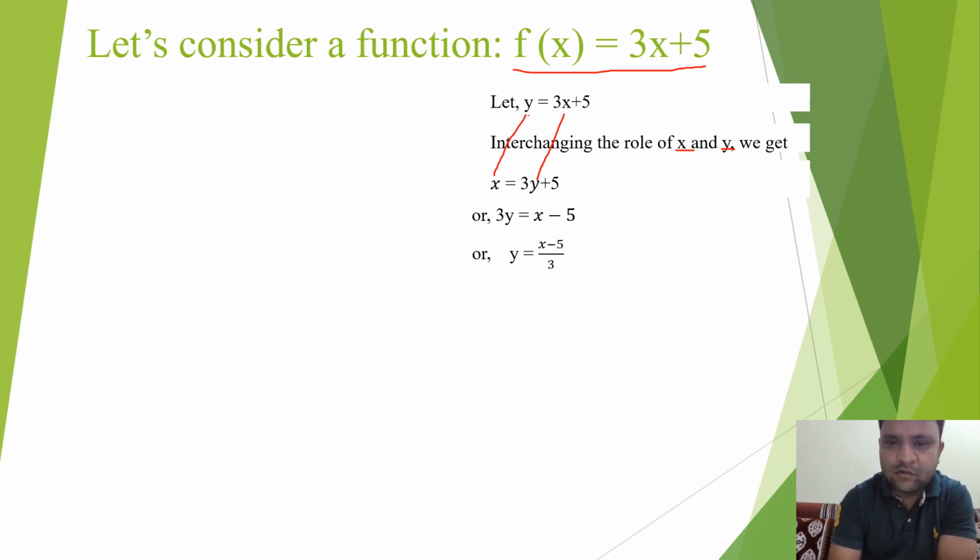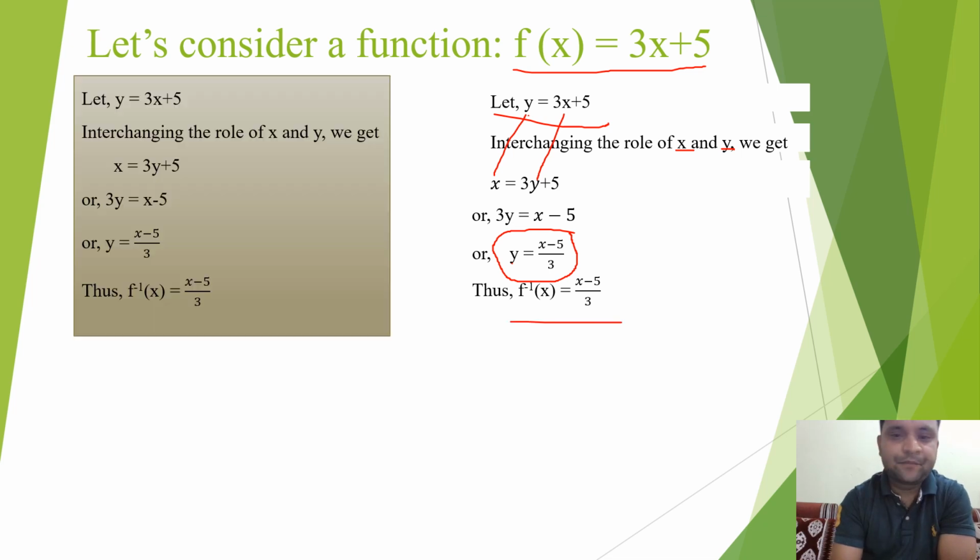Now let us recall what we did earlier. y equal to 3x plus 5 was given to us, and then we exchanged the values of x and y. On exchanging the values of x and y, we get y equal to (x minus 5) divided by 3, and the value of y obtained after interchanging the role of x and y is the inverse function. So this is the inverse function of the given function, y equal to 3x plus 5. Now this was the solution.